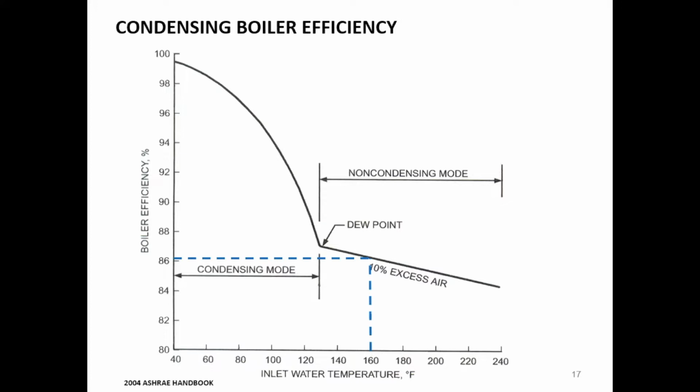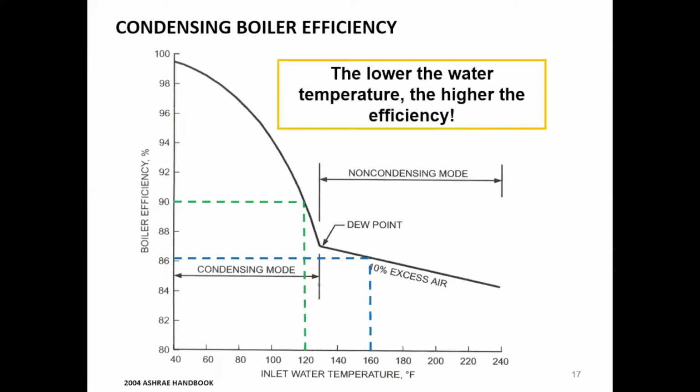If I'm doing retrofit work, that's probably better than what was installed in the building, but not as good as it can be. Because if I get the water temperature down, let's say I get it down to 120 degrees, at 120 degrees, I'm now below the dew point. And at 120 degree return water temperature, I'm looking at about 90% efficiency, much better. If I can get that return water temperature down to 100 degrees, that brings me up to about 94% efficiency. So really the key is let's drive the water temperature down, and as I drive it down, the efficiency goes up.